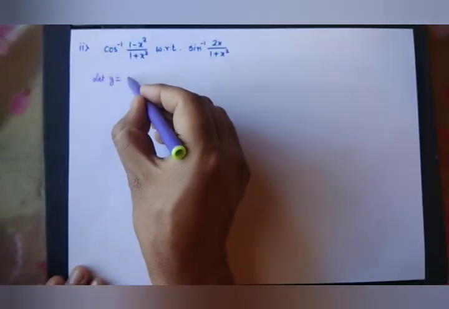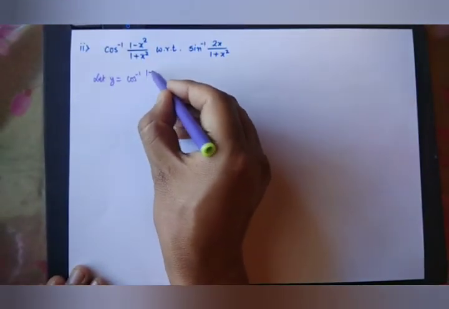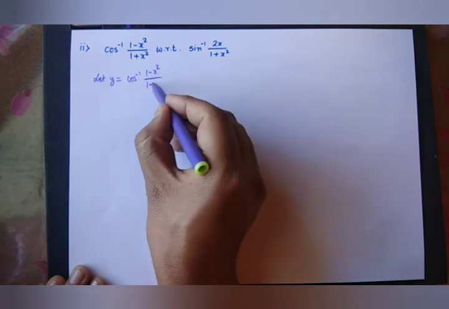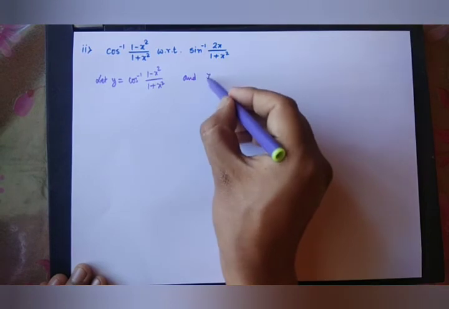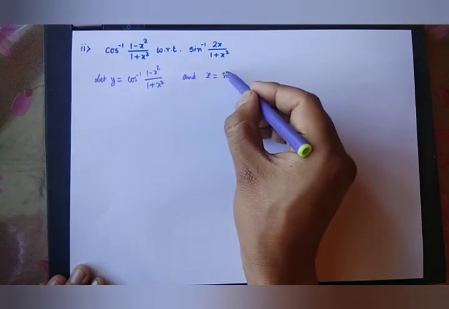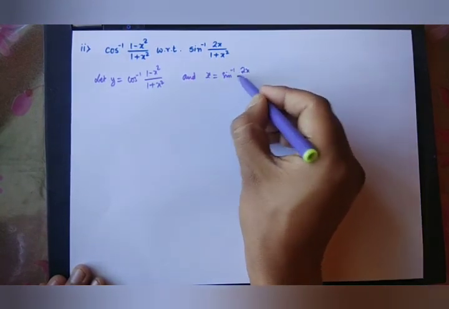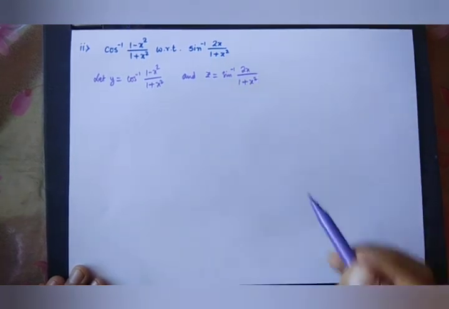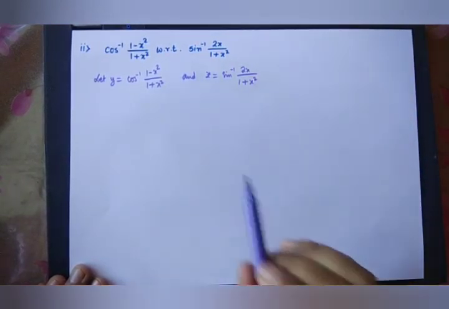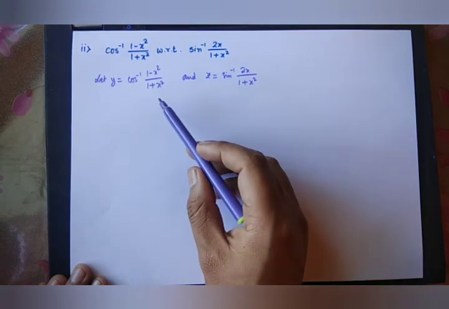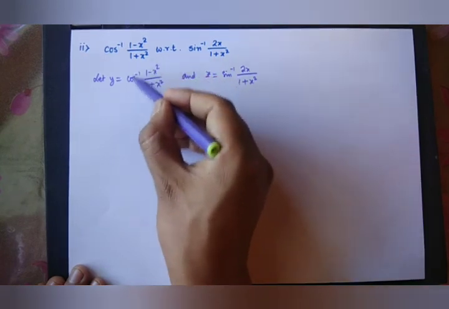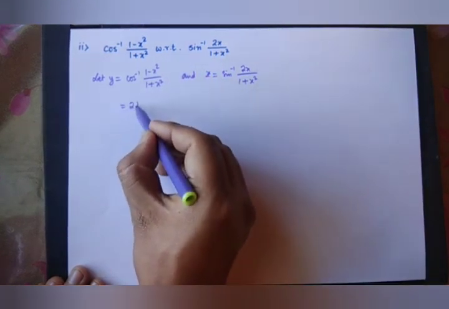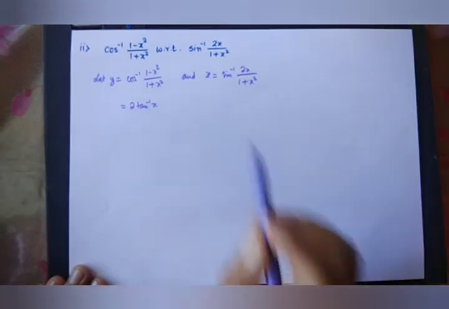Okay, so let y equal cos inverse of (1 minus x squared) by (1 plus x squared), and z equal sine inverse of 2x by (1 plus x squared). Now there's a direct formula in the inverse trigonometric function chapter, which says that this particular thing is equal to 2 tan inverse x. So this is a direct formula.